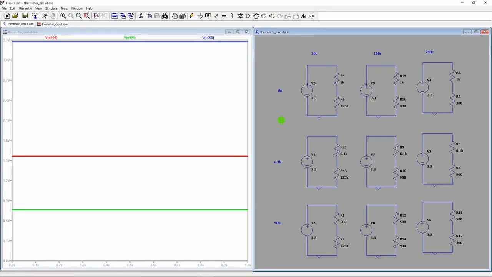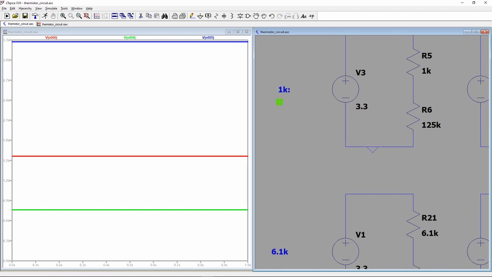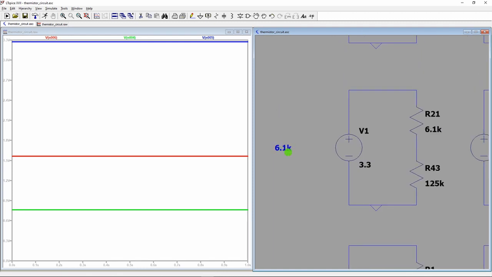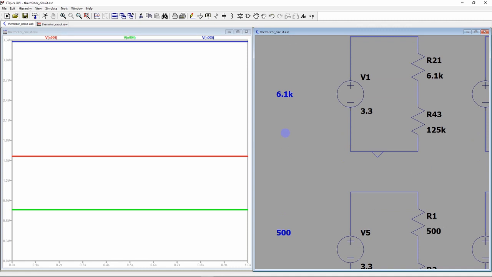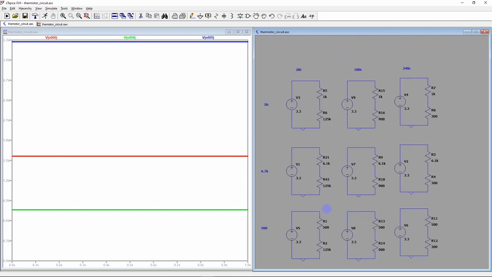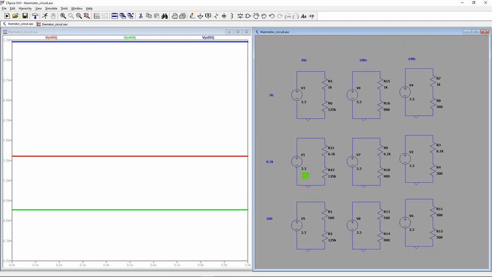I also wanted to point out that you can make circuit diagrams of this to also see what's going on. So I've plotted the 1K, 6.1K, and 500. This was the original resistor that we picked just out of guessing, just randomly picking one. This was the best resistor for the 20C to 240C, and this was the best resistor for the 180C to the 240C. Then I have set up 20C, 180C, and 240C.